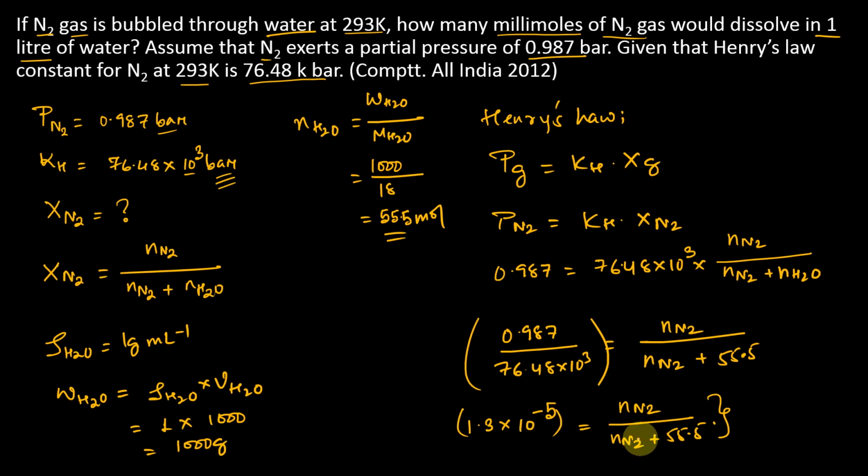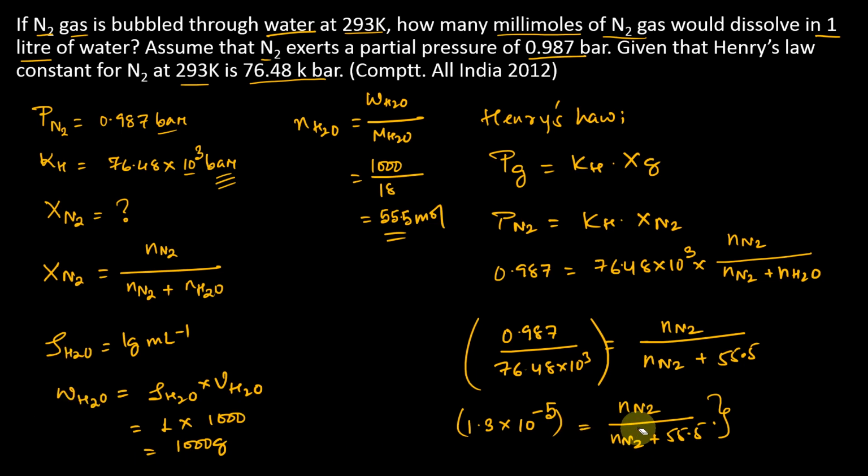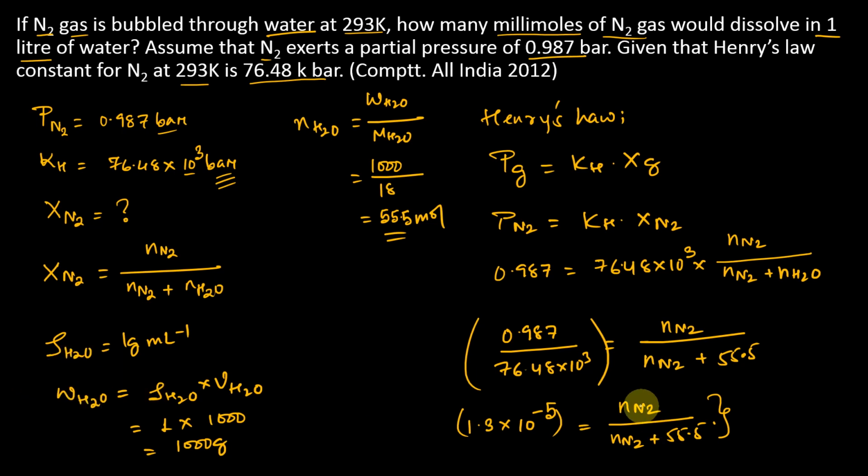So we can ignore this number of moles of nitrogen over here because it is too small, right? कैसे पता चला it will be too small? Because otherwise why would the ratio of number of moles of nitrogen and the total number of moles of the solute and the solvent would be such a small number?